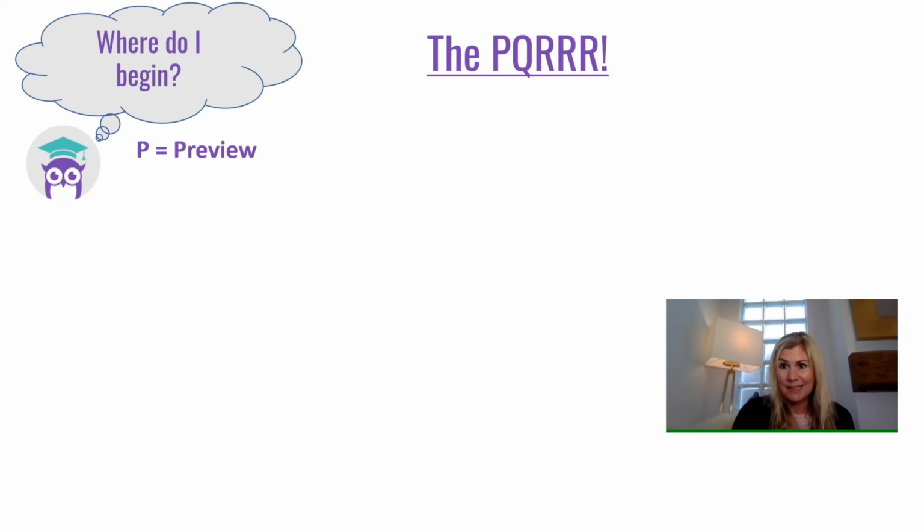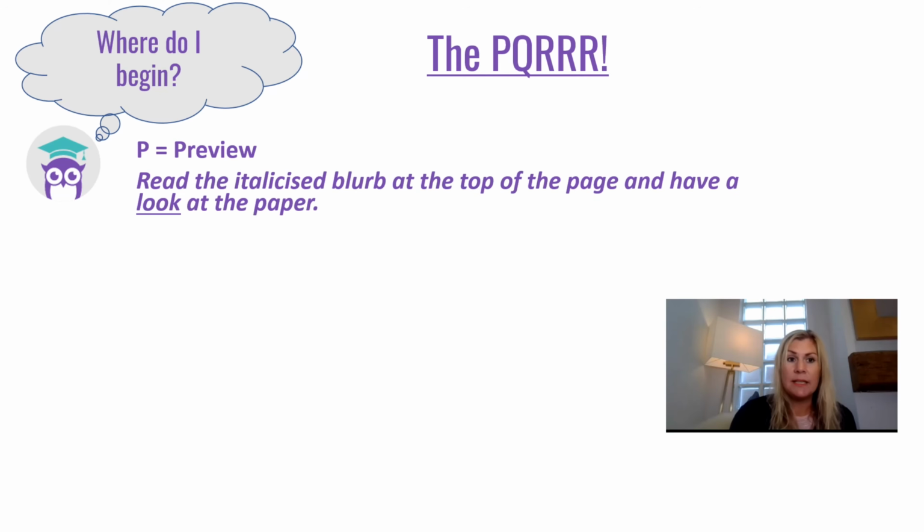The P stands for preview. This is the moment where you simply look at the paper. Now, at the top of the extract, they should give you an italicized blurb. That just explains the context of the piece and almost summarizes to a degree what's going on. It is vitally important that you read that because it starts you off with knowledge that you wouldn't have had before. It stops you from making silly mistakes about relationships between characters, etc.